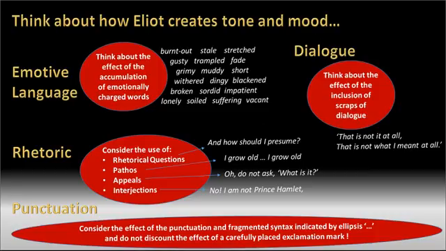All right, think about how he creates tone and mood. Tone and mood is extremely important because he's often talking about emotions and other abstract ideas. So in the emotive language plot here, if you look here, these are all from Preludes. I just pulled out all the emotive words. So you've got burnt out, stale, stretched, gusty, trampled, fade, grimy, muddy, short, withered, dingy, blackened, broken, sordid, impatient, lonely, soiled, suffering, and vacant. And all of those words are in there to create that mood, the mood of it's broken, and it's slightly depressing, and it's the leftovers, and it's dark, and it's certainly uninspiring.